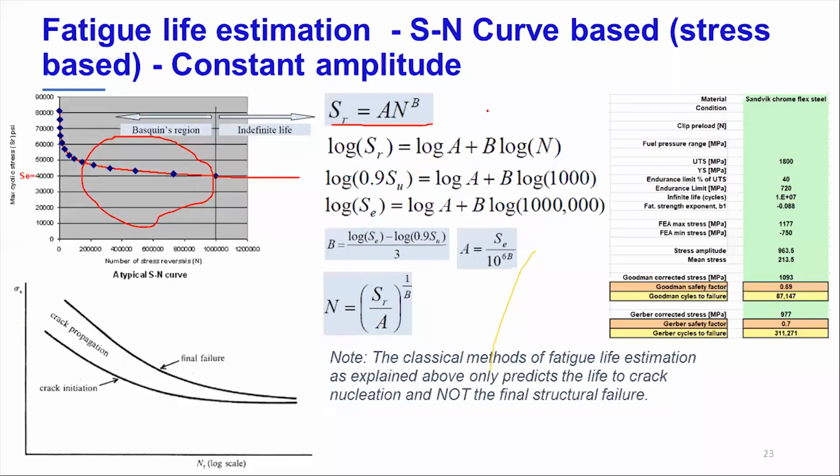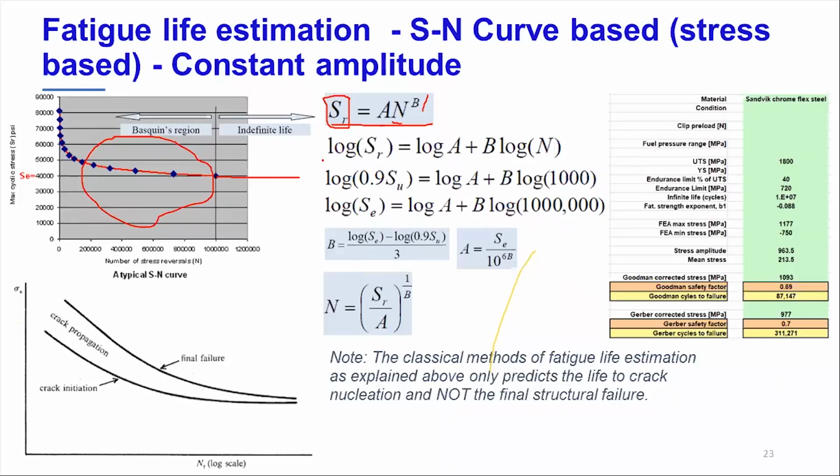Now notice that here it is SR. This SR is the equivalent stress amplitude. It is not the stress amplitude at zero mean, it is the equivalent stress amplitude. So the equivalent stress amplitude is A times the number of cycles to failure to the power B.